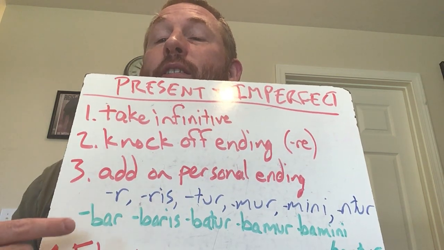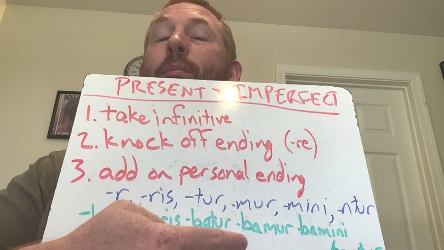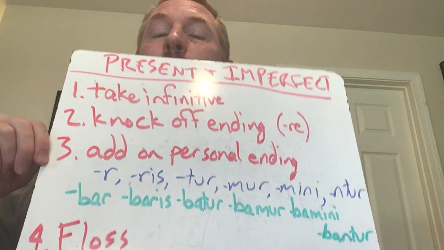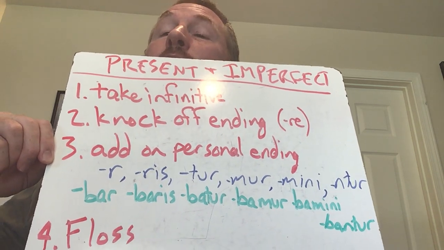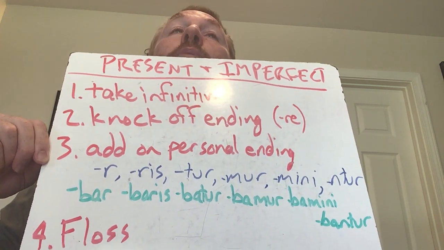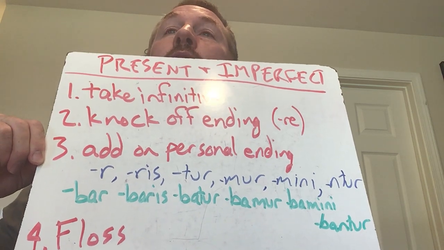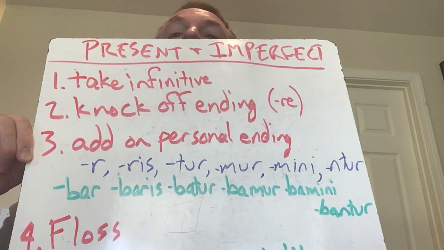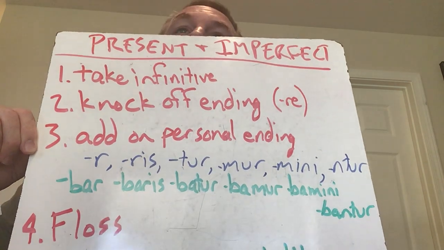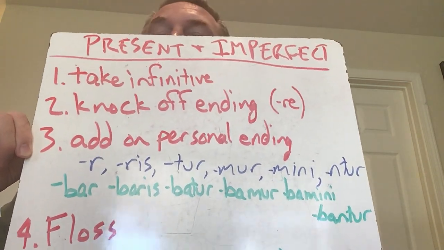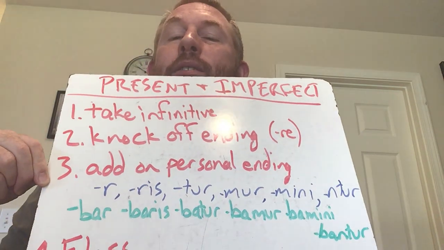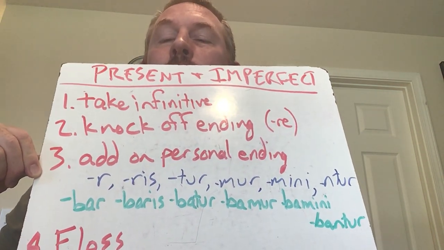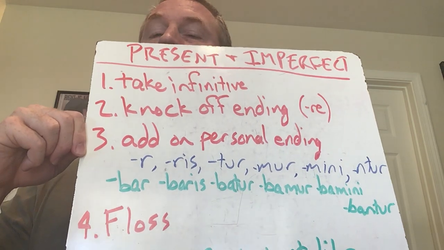In the imperfect tense, it's BAR, BARIS, BATUR, BAMUR, BAMINI, BANTUR. But I would point out that if you took off the BA from all of your imperfect endings there, you would have R, RIS, TUR, MUR, MINI, NTUR. So it's just BAR, BARIS, BATUR, BAMUR, BAMINI, BANTUR. And then step four, floss.